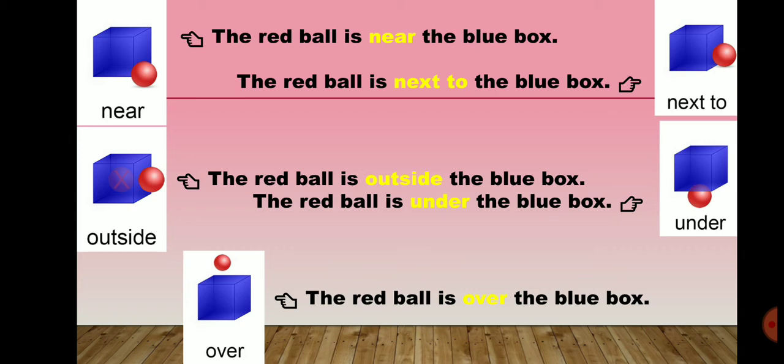It means to show the position of a noun or pronoun, we use the prepositions like inside, out of, outside, above, below, over, next to, under, between, among, behind, beside, in front of.